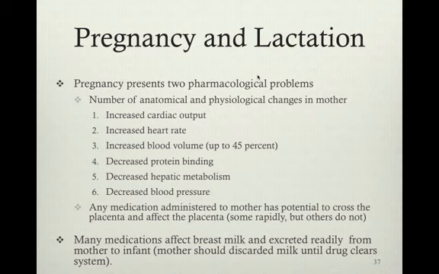Pregnancy and lactation. Pregnancy presents two pharmacological problems: a number of anatomical and physiological changes to the mother. The mom herself has an increased cardiac output, increased heart rate, and blood volume up to 45%. Decreased protein binding, decreased hepatic metabolism, and decreased blood pressure. Any medication administered to the mom has the potential to cross the placenta and affect the fetus, some more rapidly and others not at all. Many medications affect breast milk and are excreted readily from the mother to the infant. The mother should discard the milk until the drug clears the system.